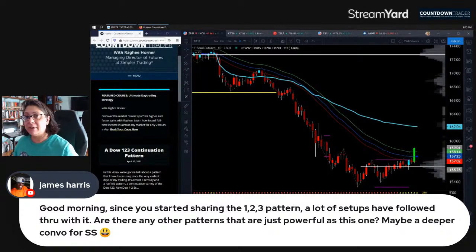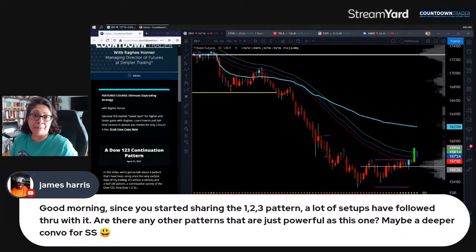Qualcomm just did it. We've got that long in Qualcomm that we're looking to leg into, maybe a call vertical. Are there any other patterns just as powerful as this one? I've got to go into my bag of tricks that I've been filling for 34 years. Funny enough, James, this is the very first pattern that I learned. It's the one that I've got a lot of faith in because I've executed trades on it many, many times. There are patterns all over the place, but this one is special.